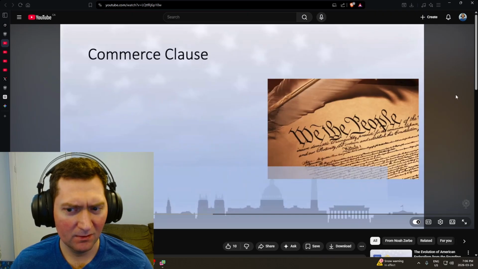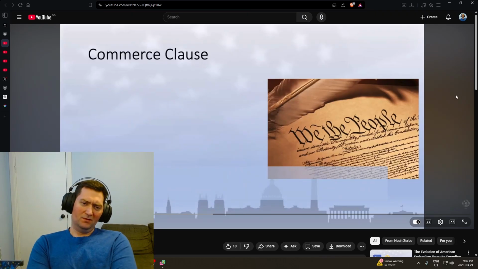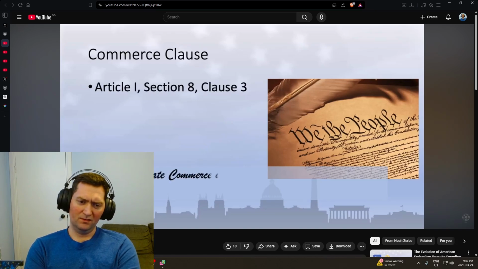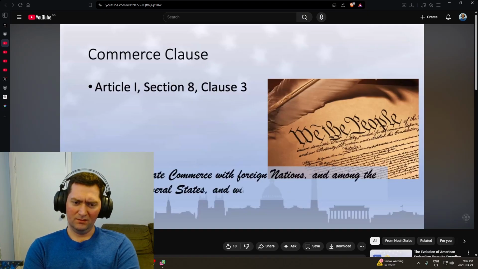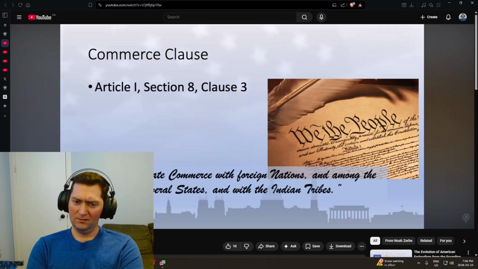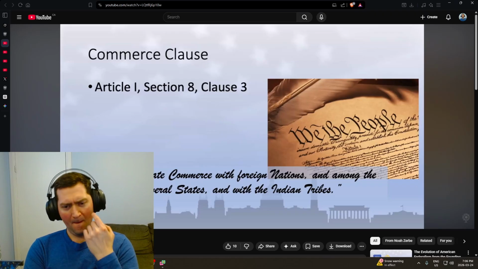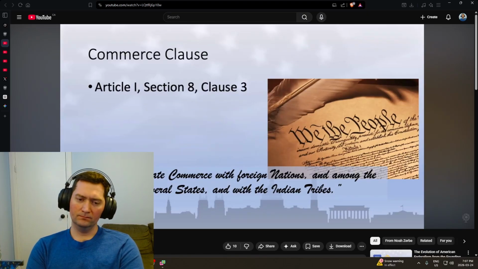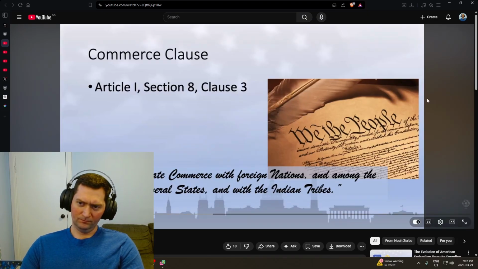Federal power today is the Commerce Clause. Found in Article 1, Section 8, Clause 3 of the U.S. Constitution, the Commerce Clause grants the Congress the power to regulate commerce with foreign nations and among the several states and with Indian tribes. The Commerce Clause is one of the most important and far-reaching powers granted to Congress in the Constitution, as it gives Congress the power to regulate a wide range of economic activity, including the production, distribution, and sale of goods and services. This clause has been used to support a broad range of federal regulations, from labor laws to environmental regulations to consumer protection.